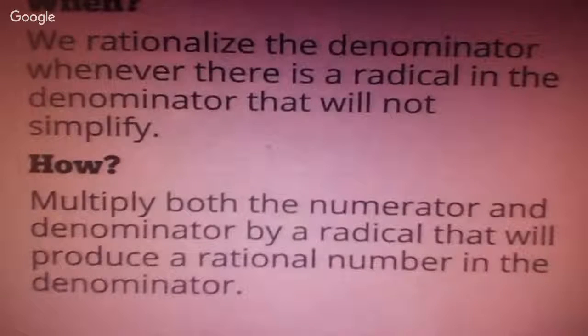Okay, so how do we do this? We multiply both the numerator and denominator by a radical that will produce a rational number in the denominator. In other words, you want to make a perfect square. So if I have the square root of 3, I want this to become a perfect square. So we multiply by the square root of 3, and that gives me the square root of 9. What's the square root of 9? 3. You've gotten rid of the radical in the denominator. And what you do to the bottom, you have to do to the top by the same number. Okay. So it's not going to be quite as difficult as you think.